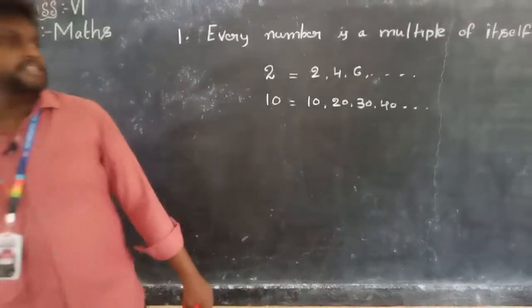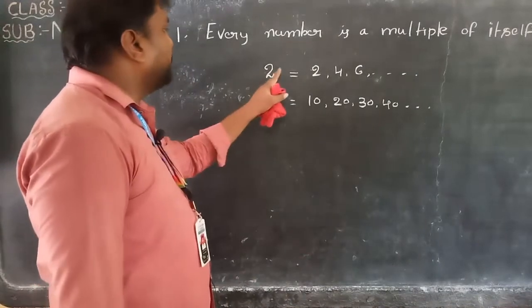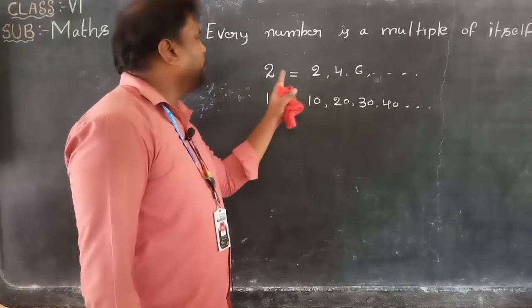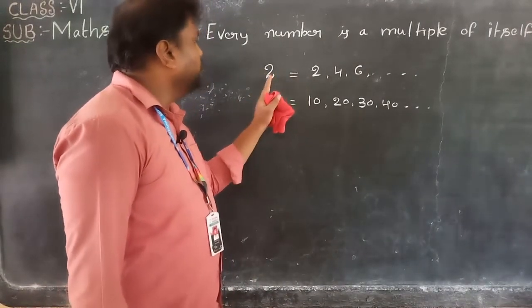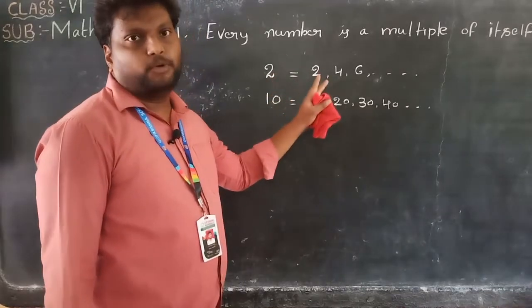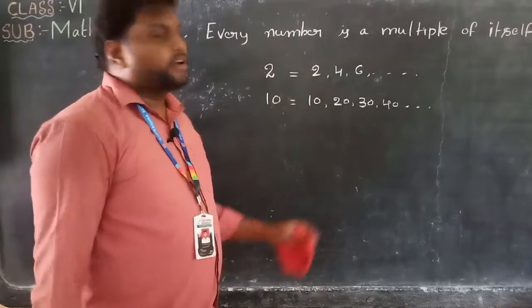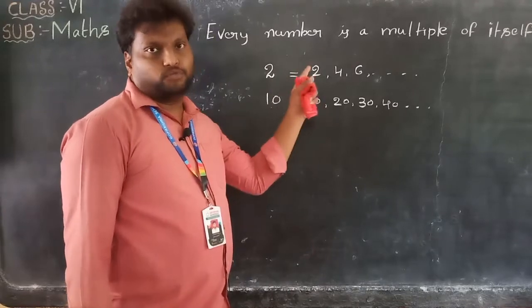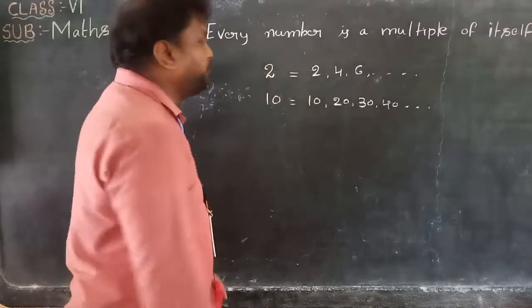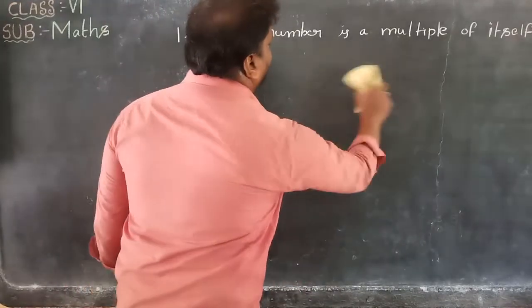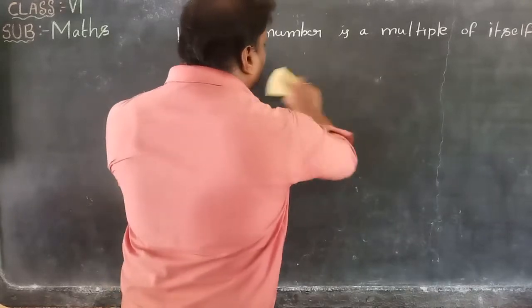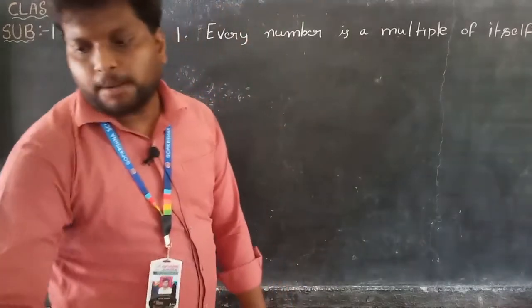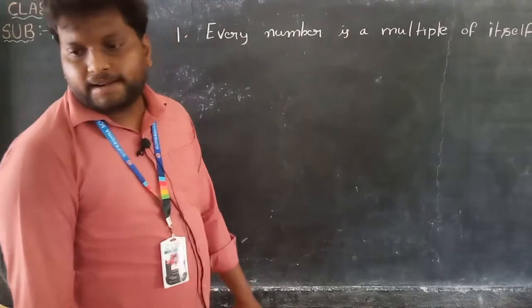In that, just observe that 2 is one of the multiples of 2. 2 also is one of the multiples of itself. Like that, every number is one of the multiples of itself. Okay, next.